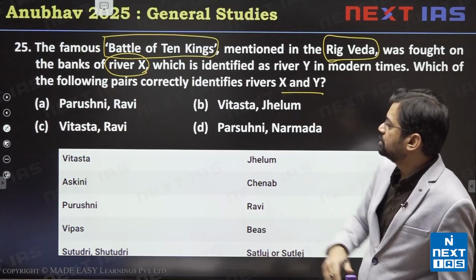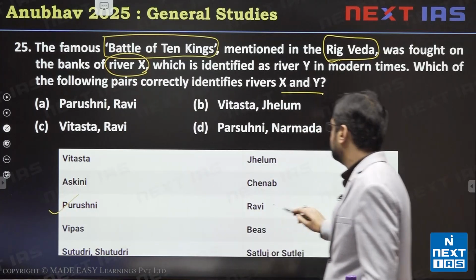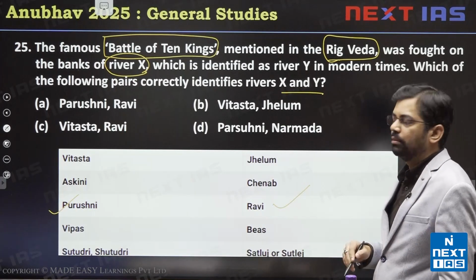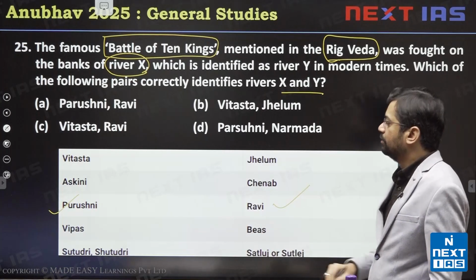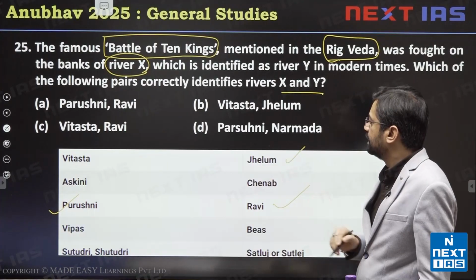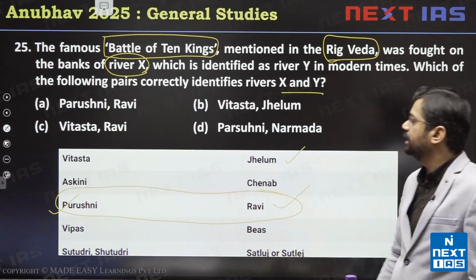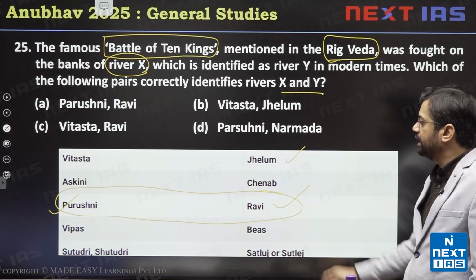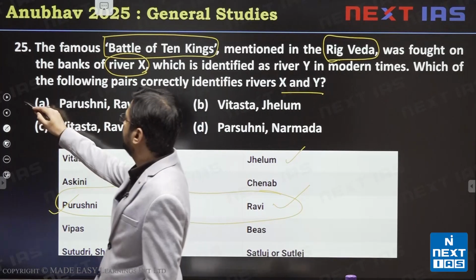So as you know, it was fought on the river Purushni, which is currently known as Ravi. Similarly, if you want to know about the other rivers, for example, Askini is known as Chenab, Vipas is known as Beas, Vitasta is known as Jhelum. So this Battle of 10 Kings was fought on the banks of the river Purushni, and the current name of that river is Ravi. So the answer is A.